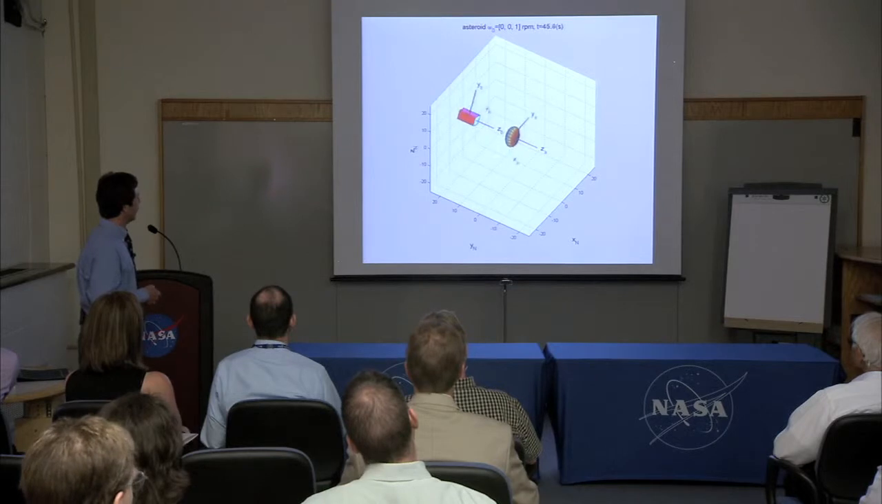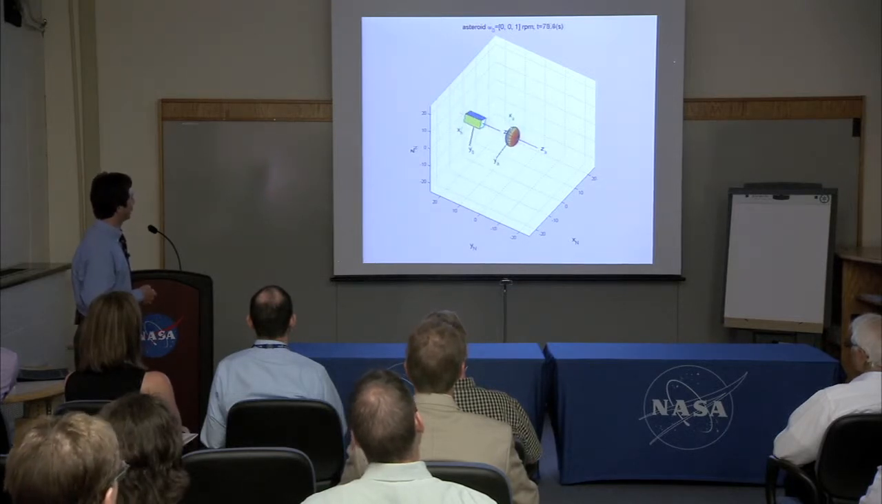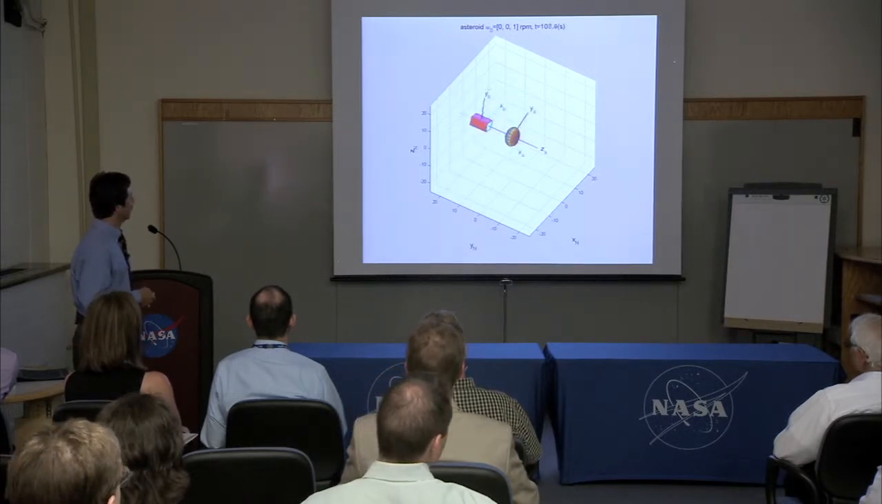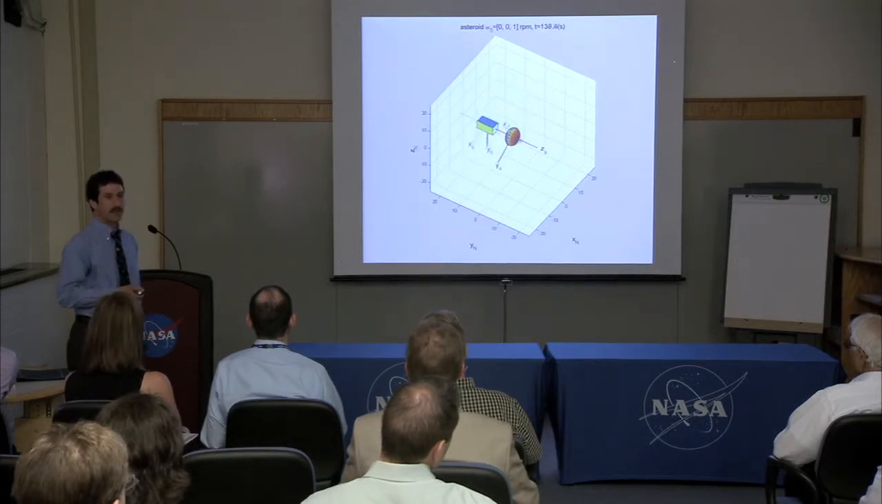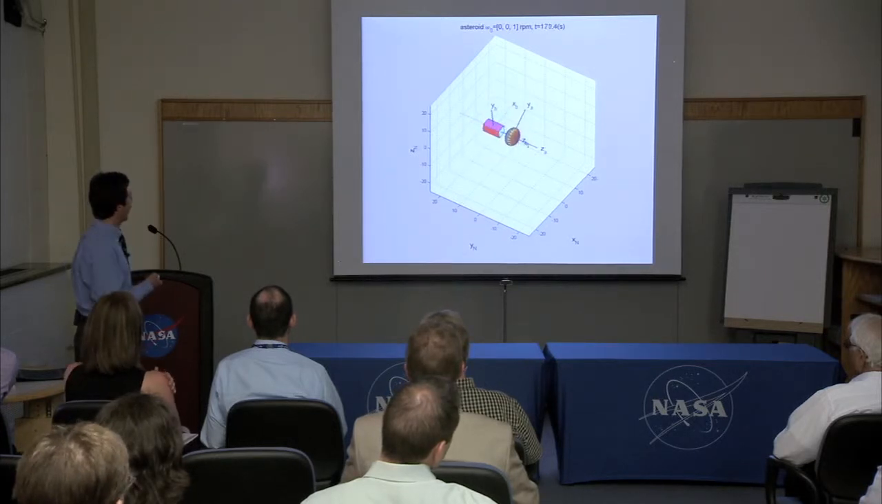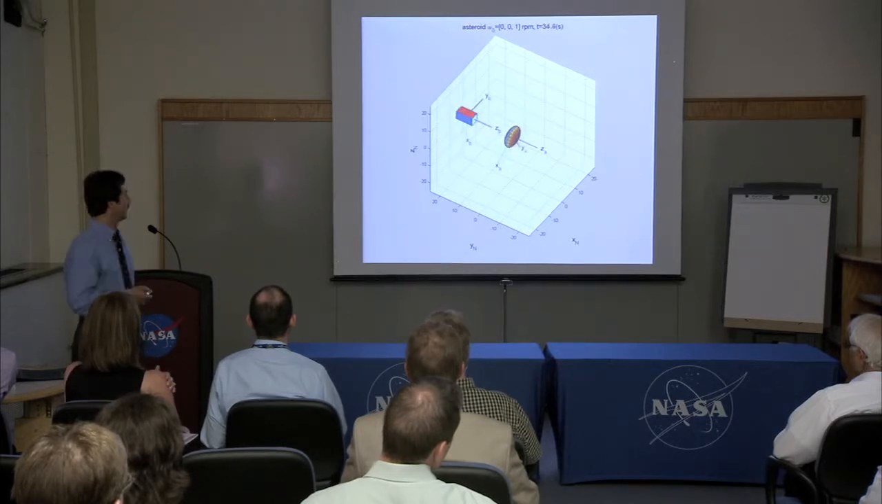And then it spins up to match rates with the asteroid, and it advances slowly in the direction of the asteroid. And just before capture, we remove that small translational motion so that there's no relative motion between the two.